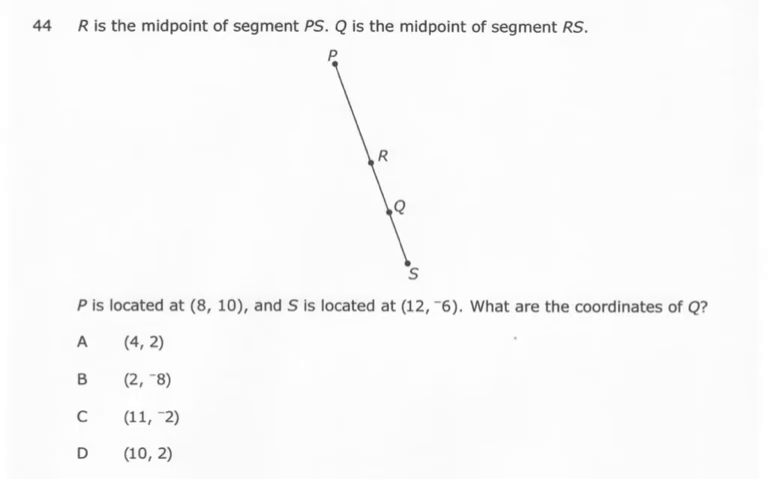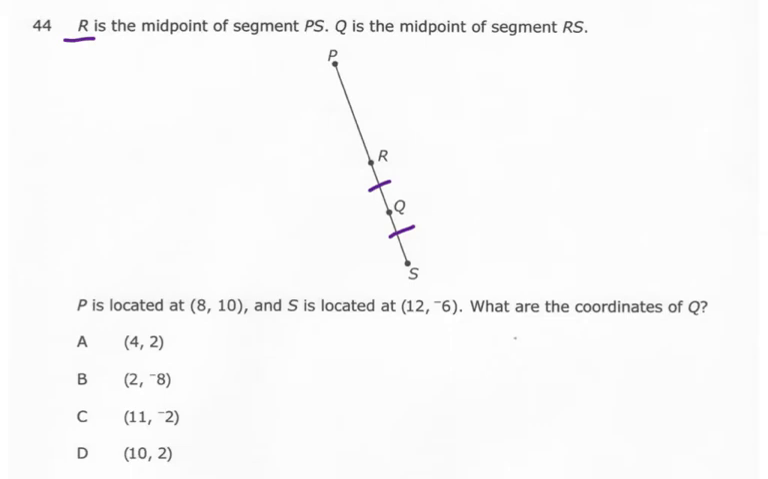Okay, number 44, it says R is the midpoint of segment PS. So what does that mean? It means that PR is the same thing as RS. So this distance here is the same as this distance here if R is the midpoint, right? Okay. So Q is the midpoint of RS. That means that RQ and QS are the same.